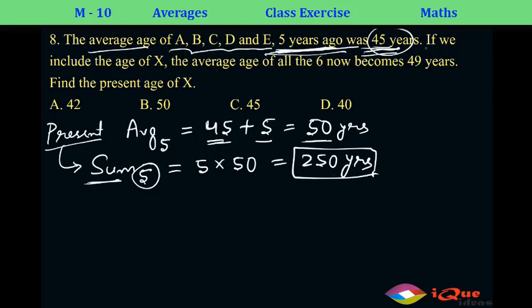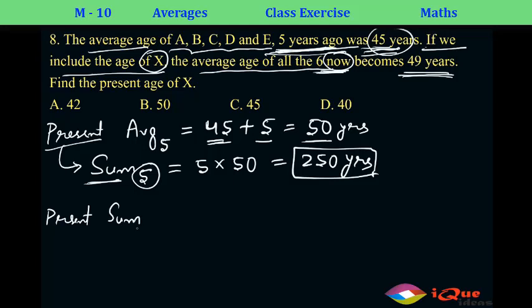Now the question says, if we include the age of X, that's the 6th person, that is a present scenario, the average of all the 6 now, that means present, becomes 49 years. That means at present, the sum of 6 people, now who are these 6 people? 5 people, the original ones, that is A, B, C, D, E, and including X. This sum will be equal to, their new average is 49, so 49 into 6 people, 294 years.